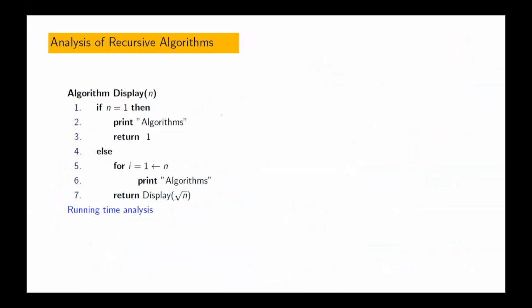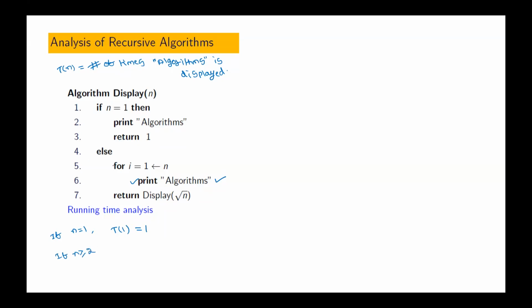What about this? So directly you tell me again, as usual, T of n is the number of times. What is the most important operation here? Again the same thing, no? The number of times algorithms is displayed. Now tell me, when n equal to 1, how many times is algorithms displayed? If n equal to 1, T of 1 equal to 1. If n is greater than or equal to 2, how many times is it displayed?